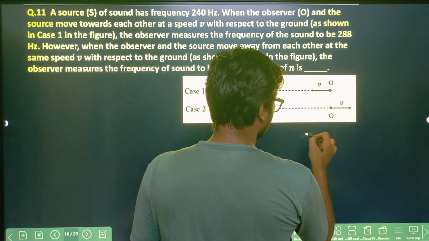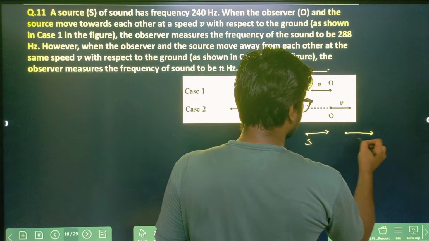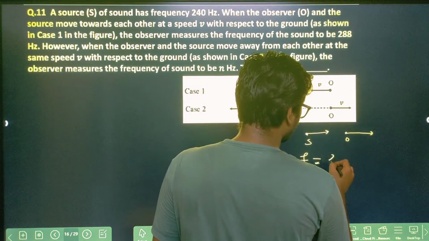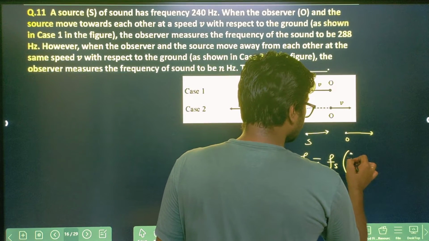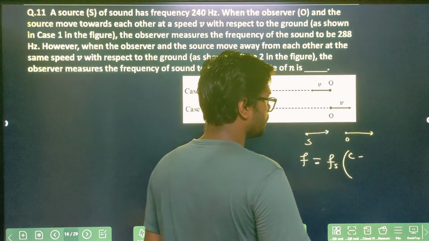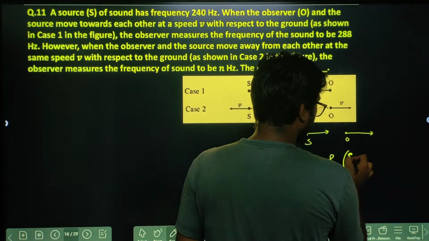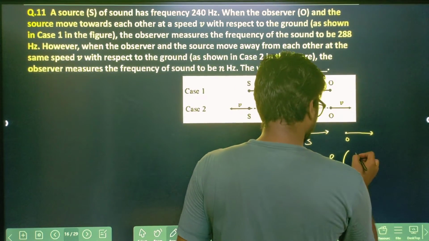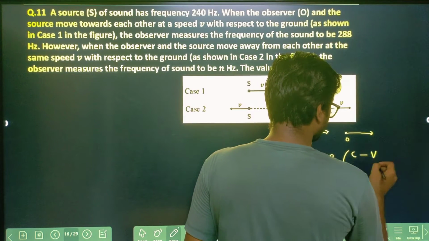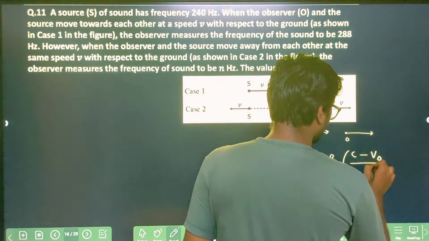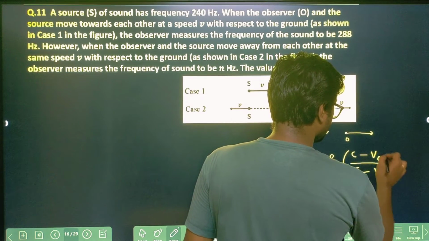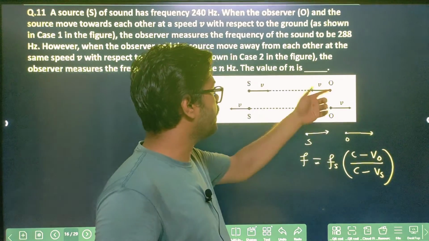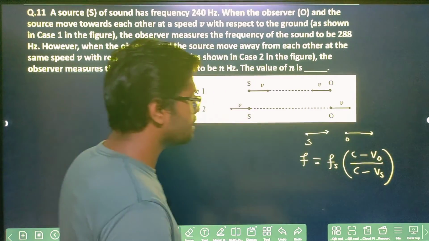If this is a source and this is your observer, both are moving in the same direction, you will say that observed frequency is equal to original frequency, that is source frequency, times C, that is the speed of sound, sorry, speed of the air, right? This will be the speed of the air. C minus velocity of observer divided by C minus velocity of the source. So if you remember, if both are moving in the same direction, this is the formula. If anyone is changing its direction, you just change the sign here.